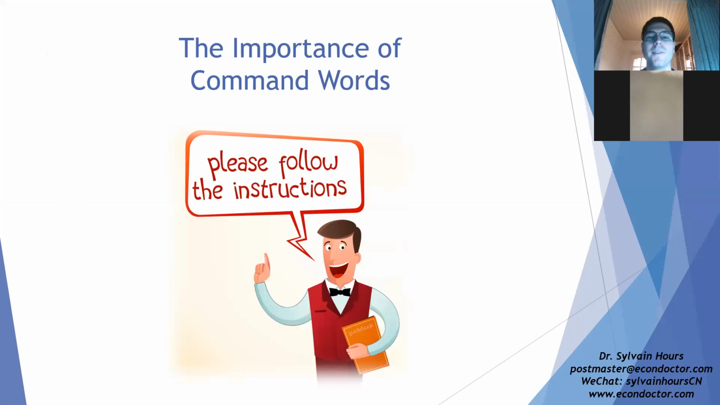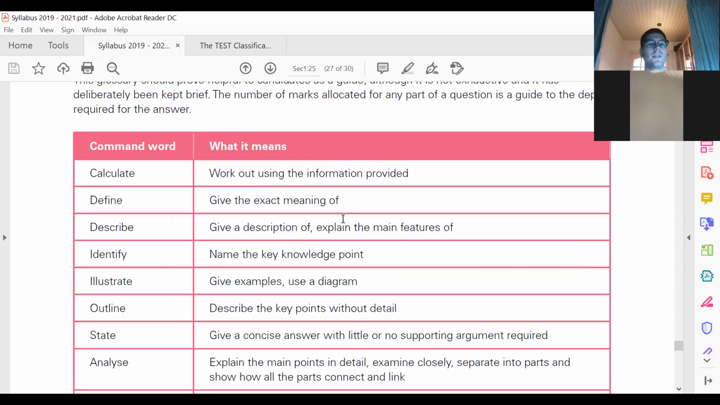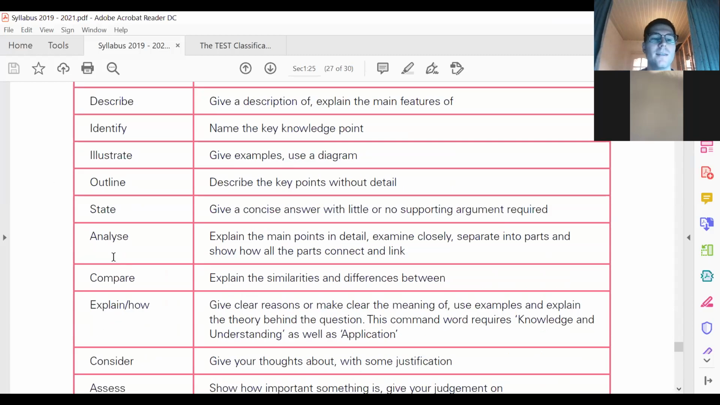Let's quickly talk about the importance of command words, but you'll see that's just going to take a few minutes because I don't have much to say. But you know what these command words are, right? Let me share the... okay. These are the command words. This is the current syllabus, and you have this list of command words and a quick description of what they mean, what the students are expected to do if they see one of these command words in the essay question.